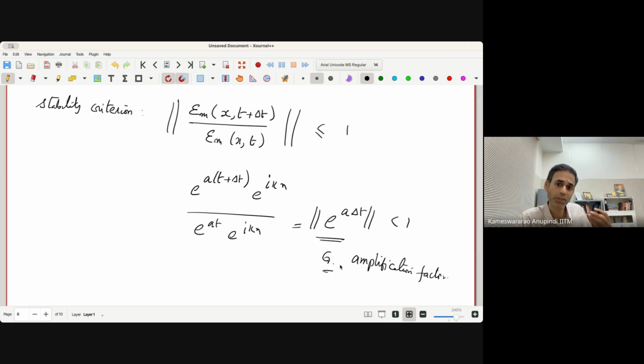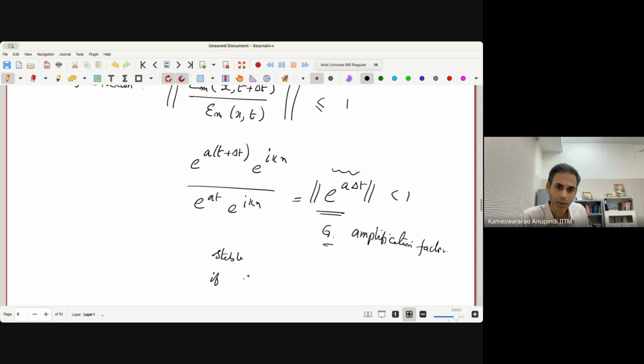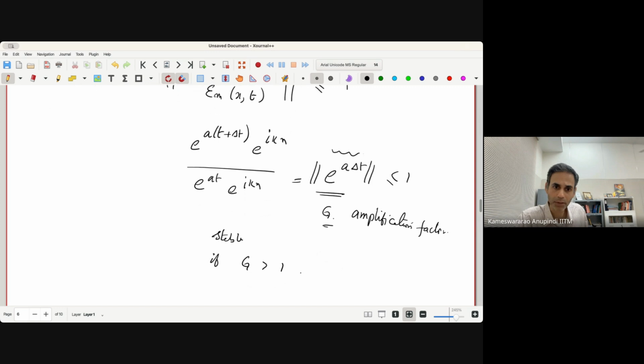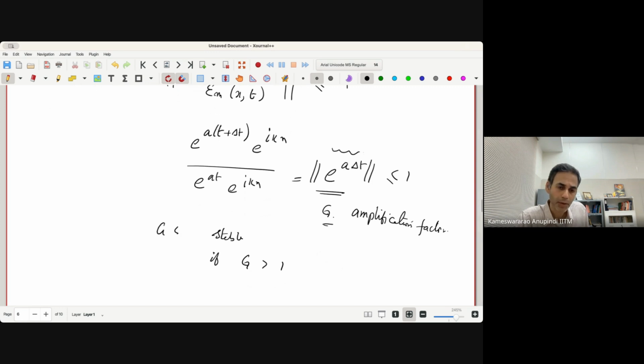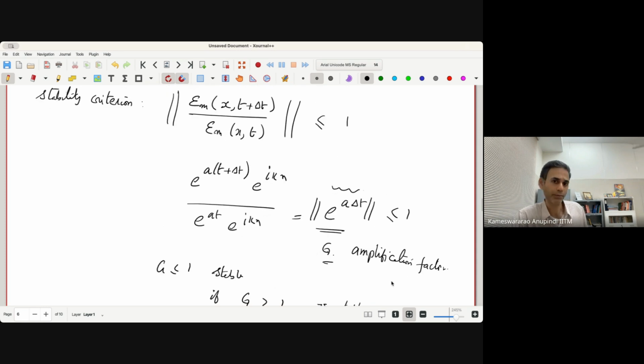Amplification factor happens to be just e to the power a times delta t, which we call g. If this quantity in an absolute sense is less than or equal to 1, we can call the system stable. If g is greater than 1, we call this an unstable method. Okay, so that's what we have.